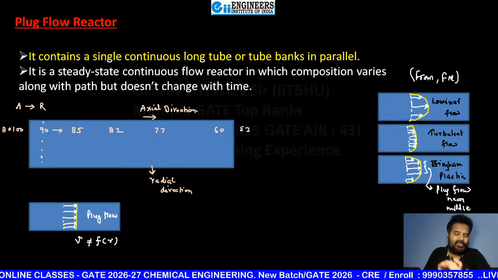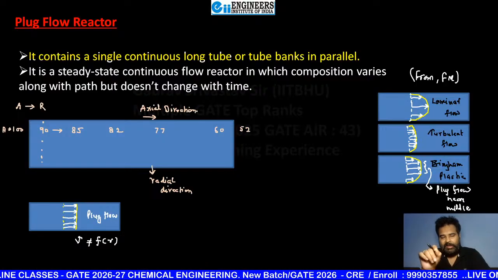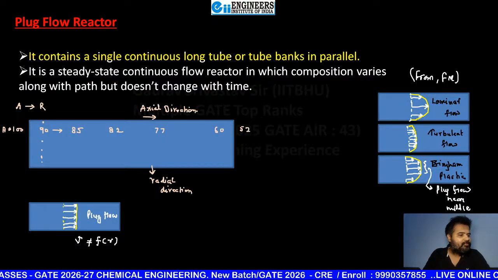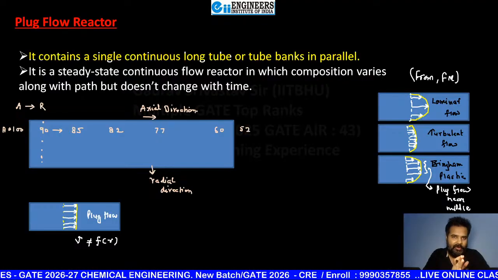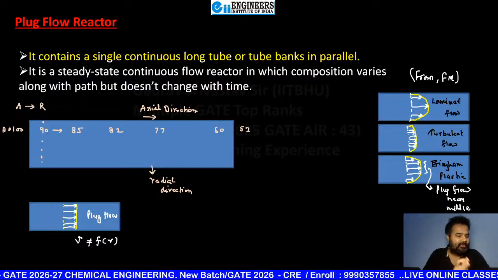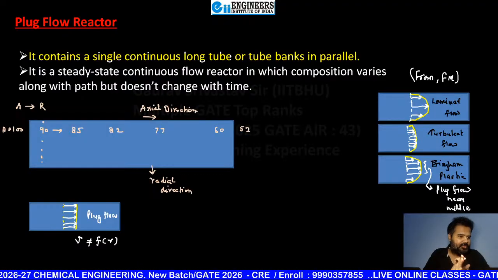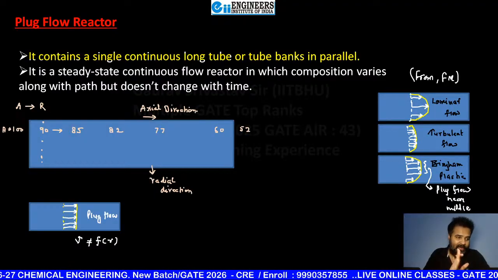So now, can you tell me, in radial direction, infinite mixing or zero mixing? Which statement is correct? Please tell me everyone. In radial direction, infinite mixing or zero mixing?